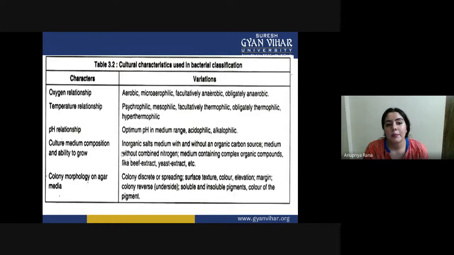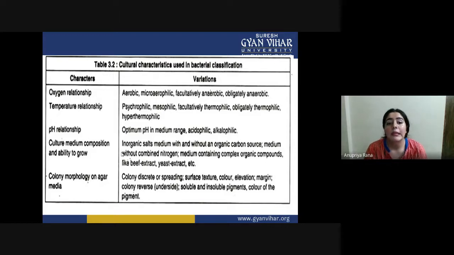Cultural characteristics mean oxygen relationship. On the basis of the presence of oxygen, some bacteria cannot be present in the presence of oxygen; they cannot tolerate oxygen at all. Oxygen relationship: aerobic means they can be present in the presence of oxygen; microaerophilic, facultative anaerobic, obligate anaerobic. On this basis, how they choose to live in the presence of oxygen, we can classify them.